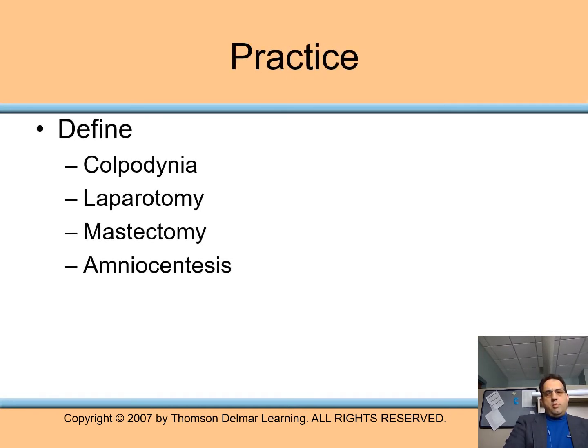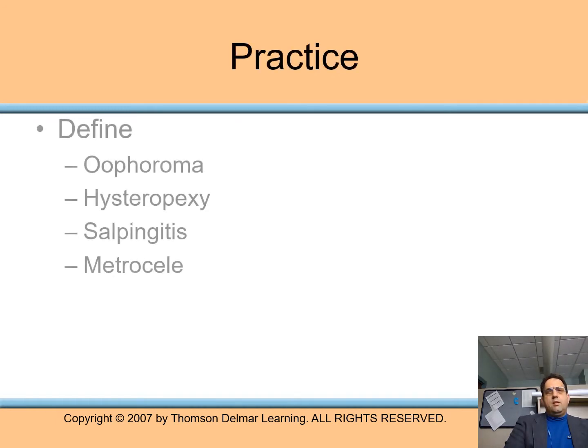So colpodynia would be pain in the vagina. A laparotomy would actually be an incision into the abdominal wall. A mastectomy would be surgical removal of the breast. And amniocentesis is a surgical puncture of the amnion. An oophoroma would be an ovarian tumor. Hysteropexy would actually be surgical fixation of the uterus. Salpingitis would be inflammation of the uterine tube. And a metrocele would be a herniation of uterine tissue.